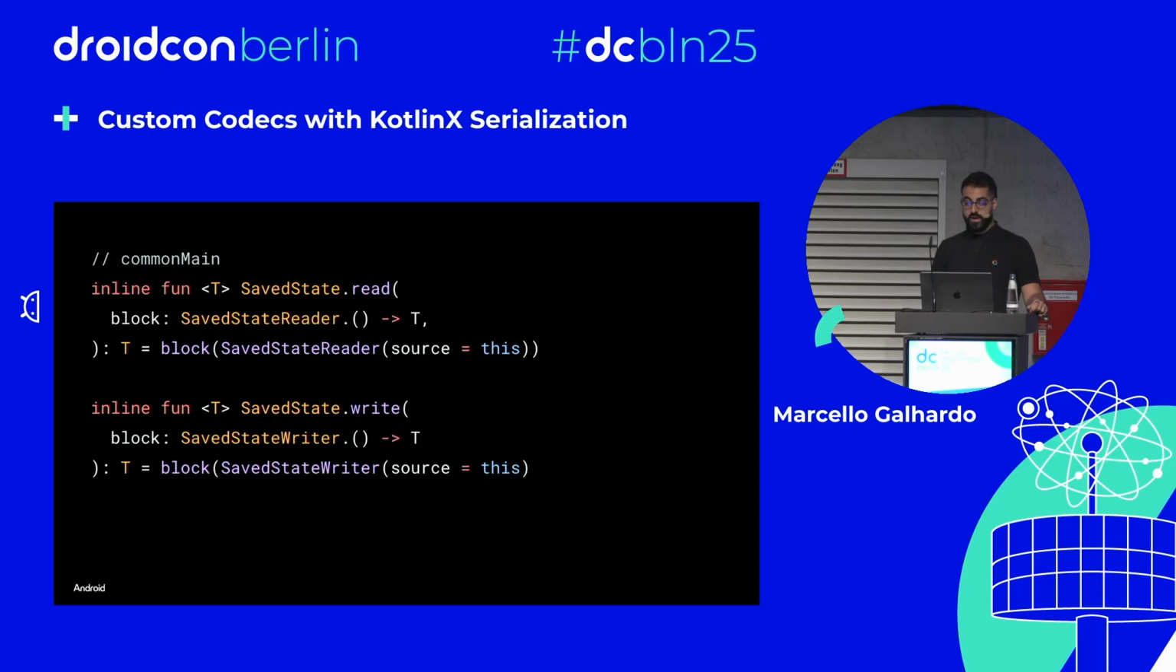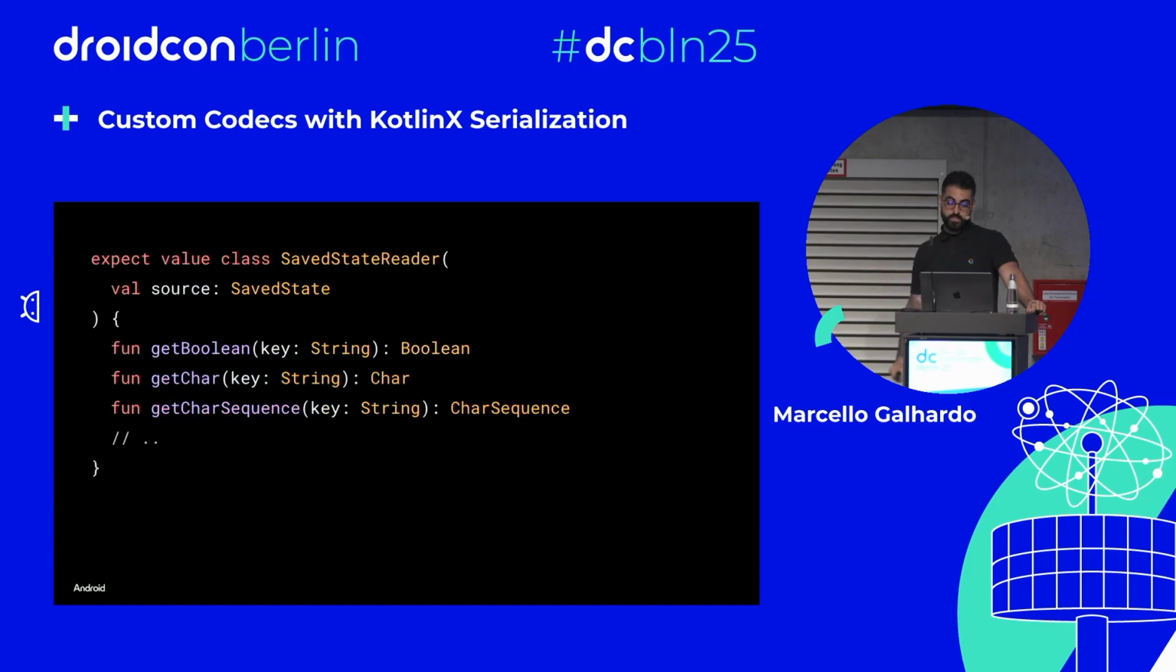In commonMain, we also have some functions that allow you to mutate the SavedState. Read allows you to read data from it, and write allows you to write data. Both of our functions are inline, so there is no extra runtime overhead for calling them. On Android, that is basically like calling bundle.putInt, getInt, etc.